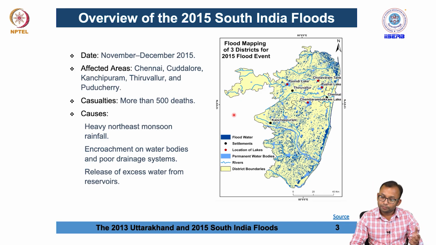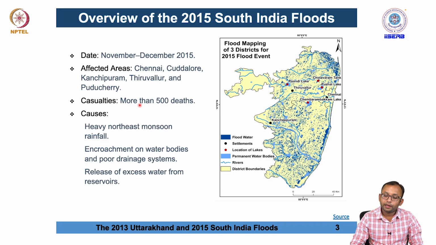Then in that lecture we have also talked about the 2015 South Indian flood, which was also one of the biggest floods we have reported in the southern Indian region. It occurred during November and December 2015. Many areas, Chennai, Cuddalore, Kanchipuram, Tiruvallur and Puducherry, were affected.